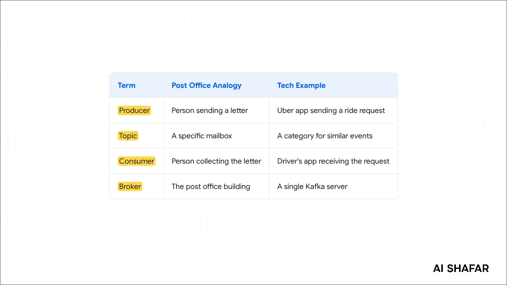And here is where that whole analogy just clicks perfectly with the real-world tech. So the producer who's sending the letter, that's your Uber app sending out a ride request. The topic, that specific mailbox, that's a category literally called something like ride requests. The consumer who's collecting the letter, well, that's the driver's app that receives your request. And the broker, the actual post office building itself, that's the Kafka server that's doing all the heavy lifting. See? It all lines up.